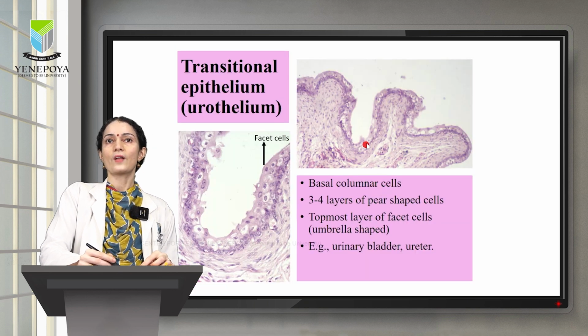This slide is of transitional epithelia and it is also called urothelium, as it forms an impervious lining of the bladder and ureter. Now you can see here the basal cells are columnar cells, followed by a few layers of pear-shaped cells, and then you can see the topmost layer, that is the facet cells. The example for the transitional epithelium or urothelium is the urinary bladder and ureter.